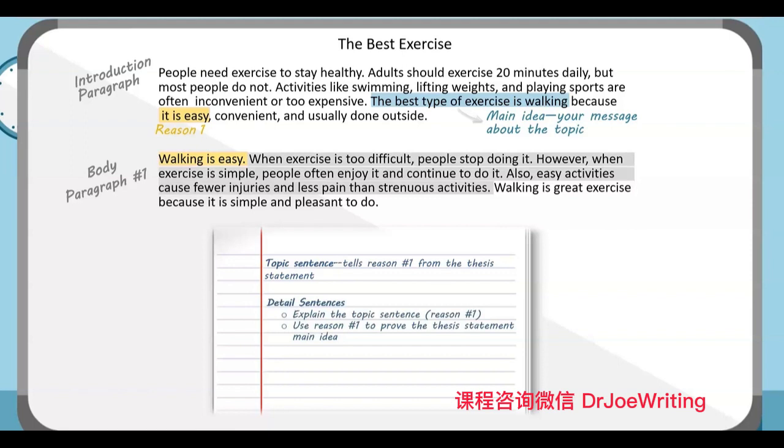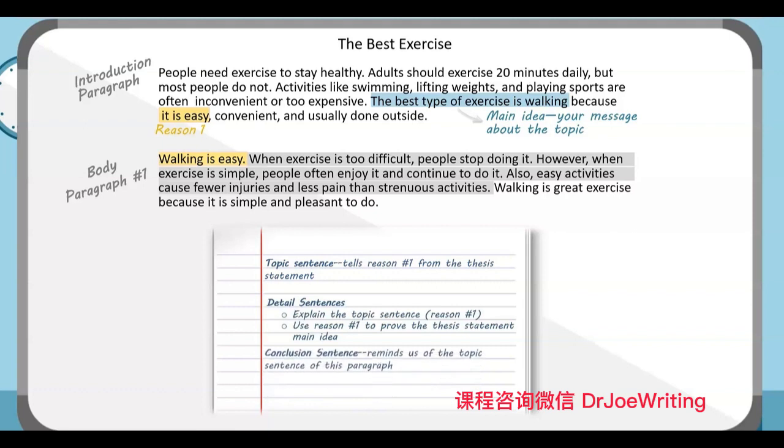When exercise is too difficult, people stop doing it. However, when exercise is simple, people often enjoy it and continue to do it. Also, easy activities cause fewer injuries and less pain than strenuous activities. So you see how these detail sentences all explain that walking is easy, and also why that makes walking the best type of exercise and better than more difficult types of exercises. So, they prove that our thesis statement main idea is true.